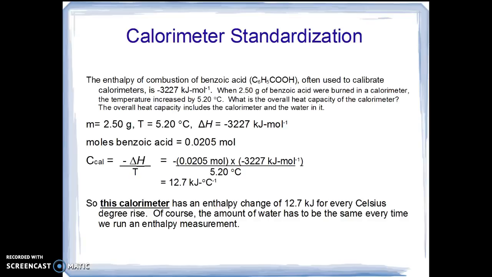In the last slide of our previous video, we saw the standardization of a calorimeter so that we could find out, for that particular calorimeter, the amount of energy involved for every Celsius degree rise or fall. Remember that the amount of water has to be the same every time you use that particular instrument. Now, how do we use a standardized calorimeter?